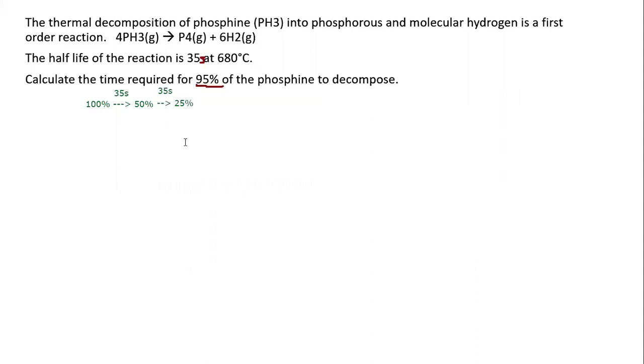35 seconds. We do another half-life, so all we're doing is we're decreasing the concentration by half each time. We get 12.5%. This took another 35 seconds. We do it again. We get 6.25% of the original sample remains. Again, this took another 35 seconds. And if we do it again, I think this is 3.125, but let me double check. Yeah, we get 3.125%.